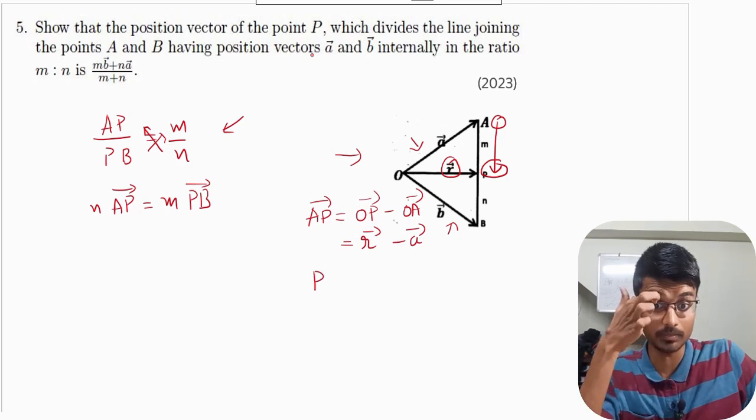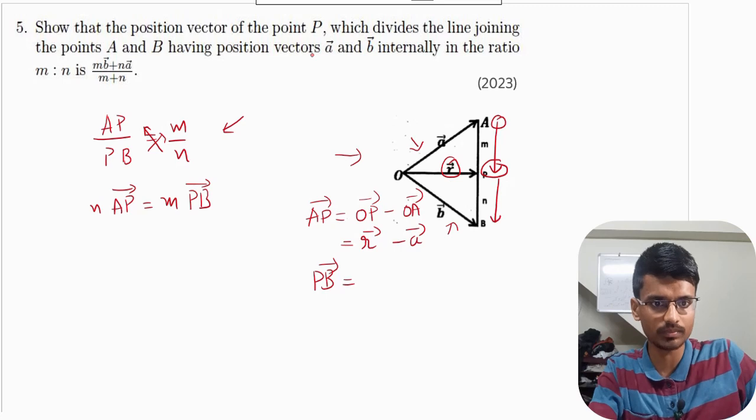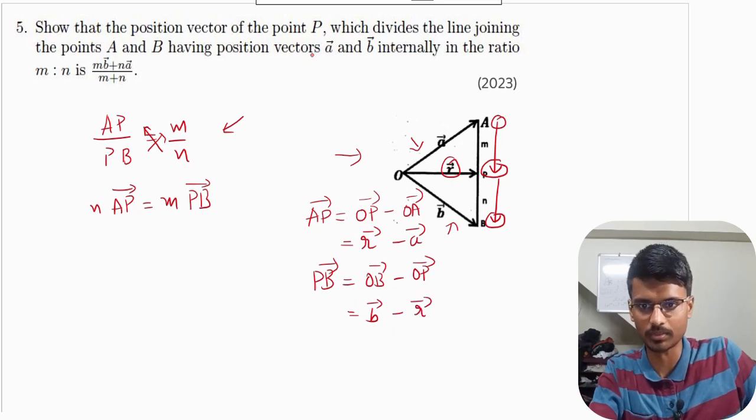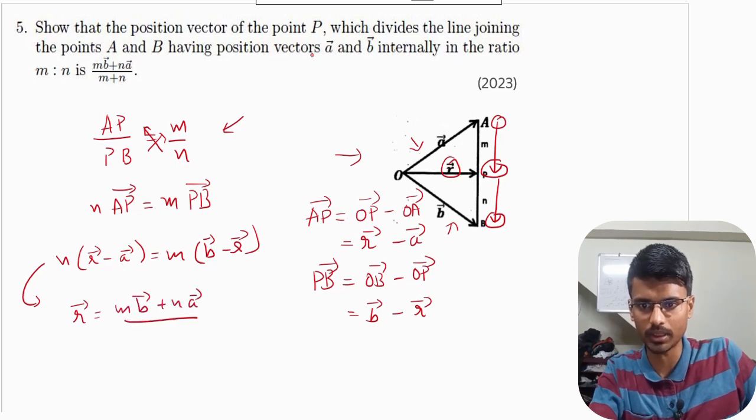Similarly, PB. The position vector of the head minus the tail. Head is OB minus OP. OB is nothing but B and OP is R. So I'll just substitute back. AP is R bar minus A, and PB is nothing but B minus R. On solving this you will get (mb bar plus na bar) by (m plus n).